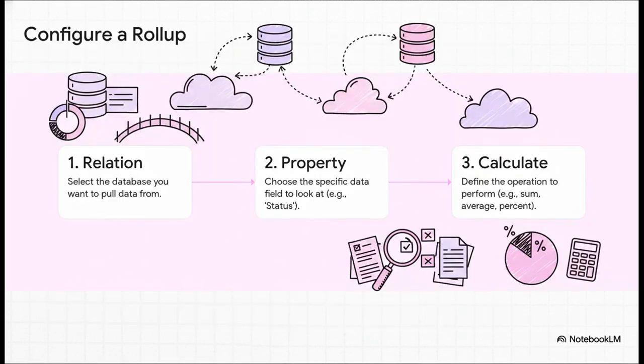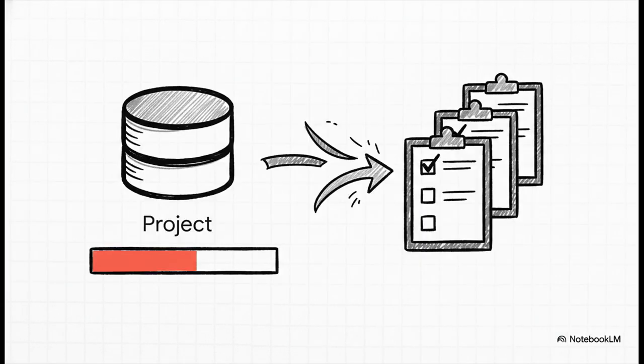And setting one up is super easy. It's just 3 quick steps. First, you just point it to the right bridge. That's the relation you want to use. Second, you tell it what specific piece of data you want to look at on the other side, say, the status of all your tasks. And finally, you tell it what to do with that information, like, hey, calculate the percentage of tasks that are marked complete. Boom, done. And what this creates is a really powerful concept called data inheritance.